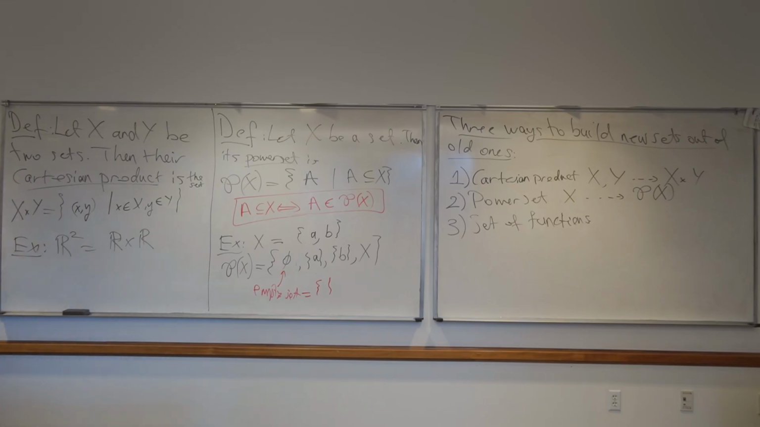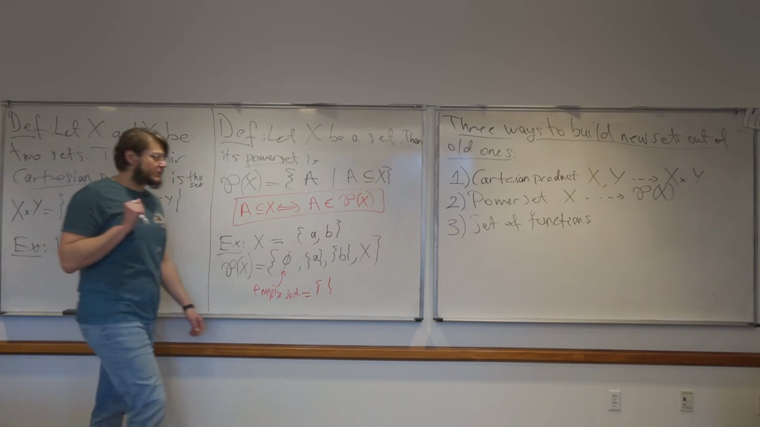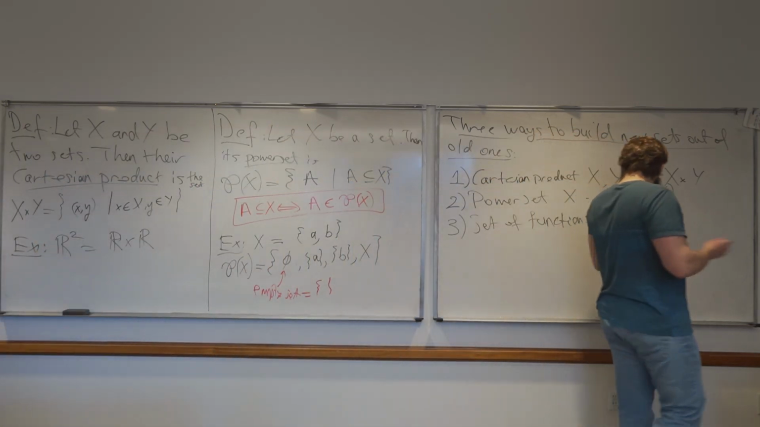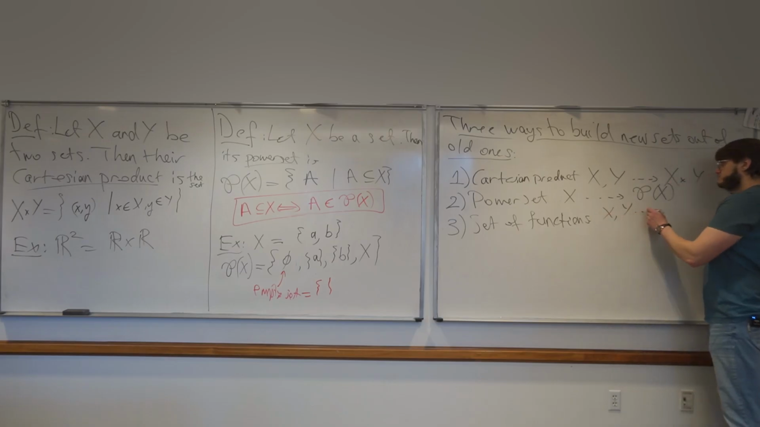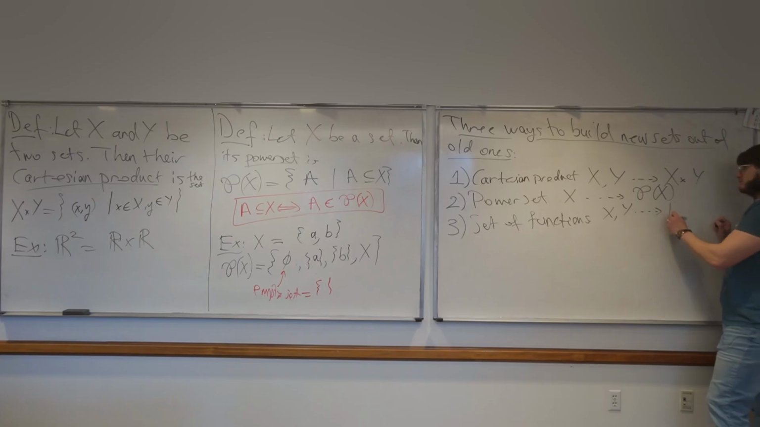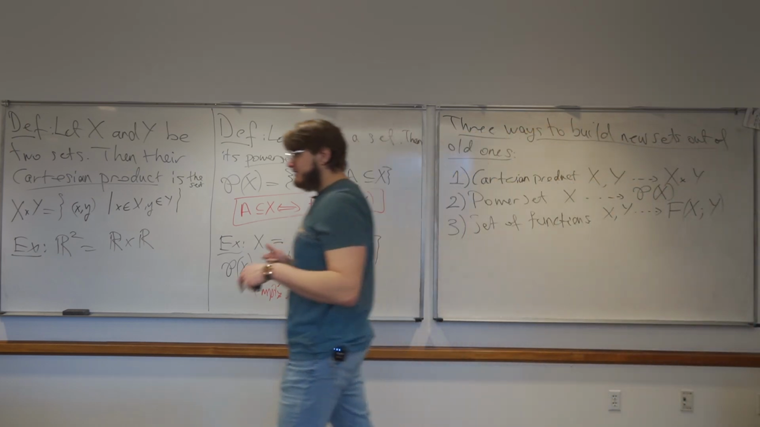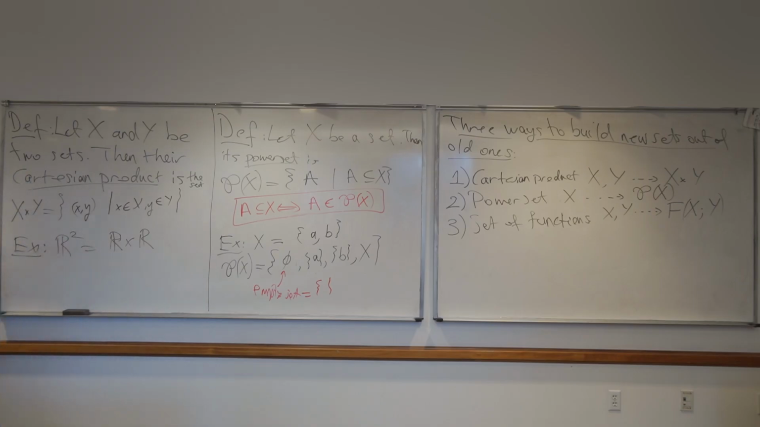The third item is the most important thing for us, and it's going to take a while. We're going to start with two sets. And we're going to have a new set that I'm going to denote by F of X semicolon Y. And so if I have two sets X and Y, I want to talk about a function from X to Y. And this is going to be the set of all functions from X to Y. But before even defining a function, we need to define something slightly more general. And that's called a relation.